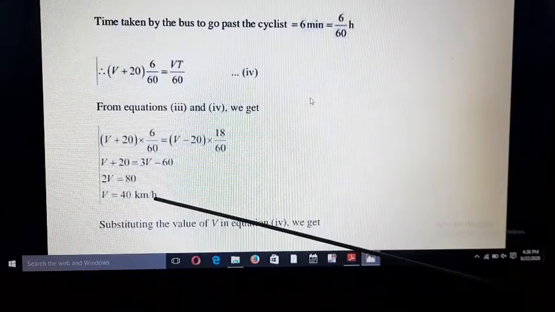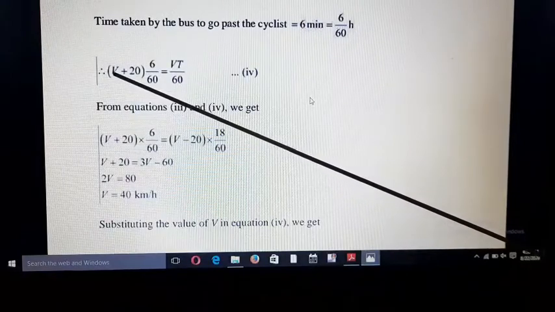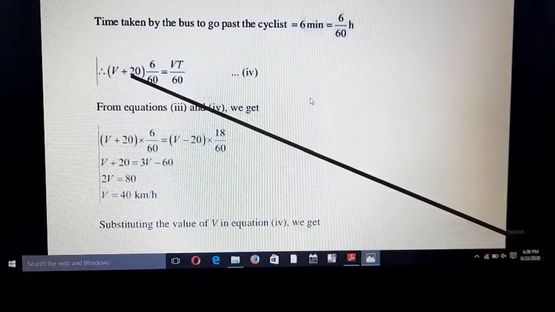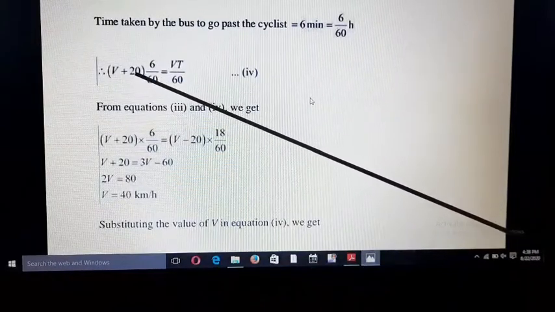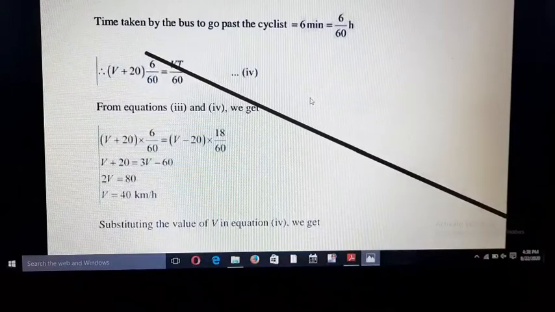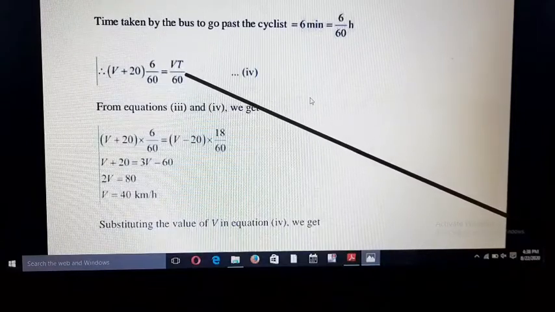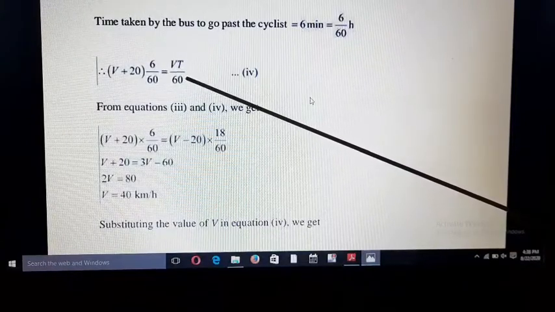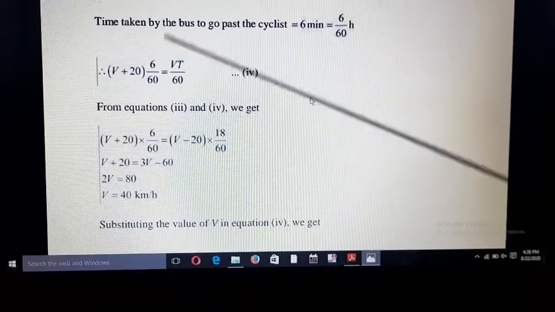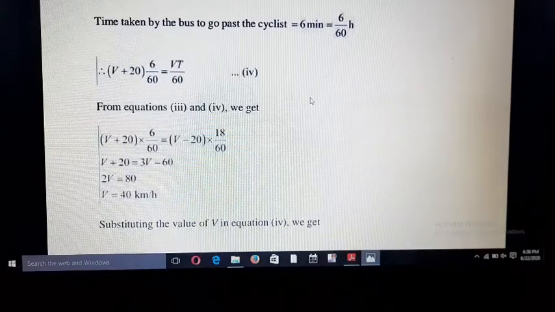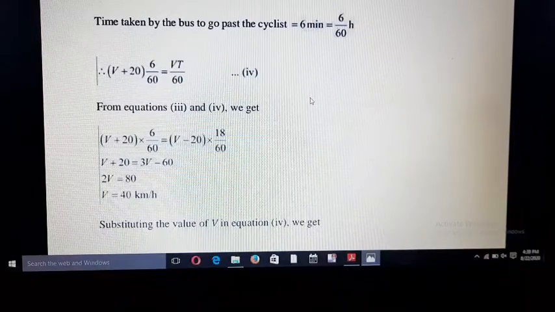Friends, this value is substituted in this formula. Here instead of V, we write 40 plus 20, which means 60, into 6 upon 60. So 60 cuts, and on the left hand side we have only the value 6, which is equal to 40t upon 60. So friends, we calculate and we get the answer t is equal to 9 minutes. Friends, you try it and solve it and you will get the answer.